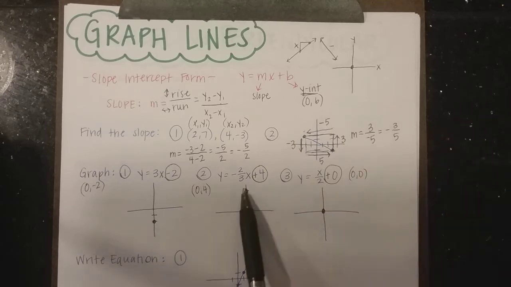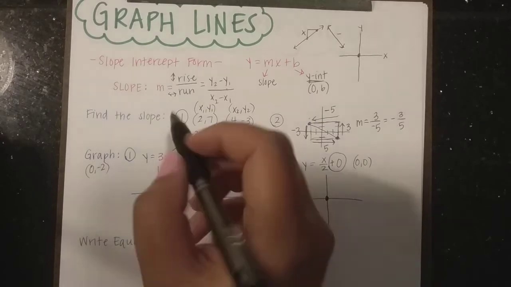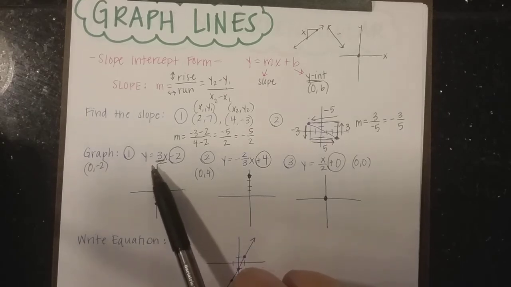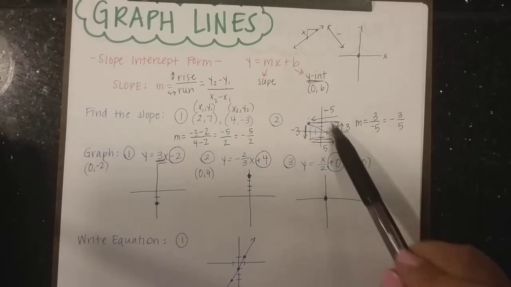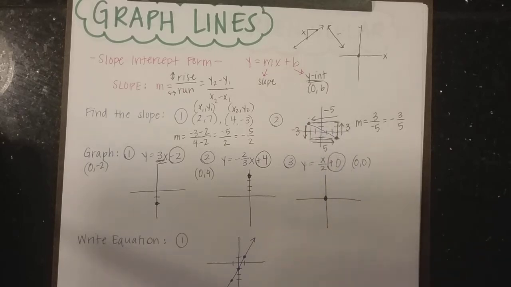Okay, so I've got my y-intercepts. All I need now is one more point, and we're actually going to use our slope to get that point. Okay, so now I'm going to be giving you the slope, and then you have to do like what we did here, but backwards. I'm going to give you the slope, and you have to figure out the second point by doing rise over run.